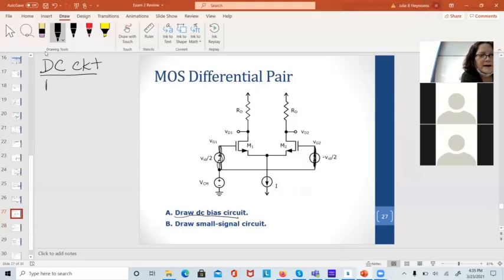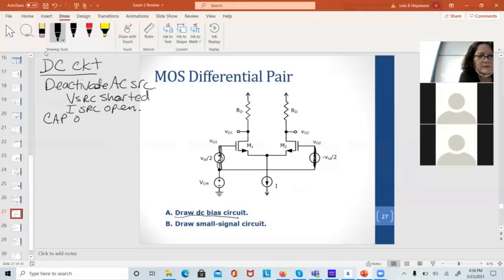So DC circuit. What am I going to do? I'm going to deactivate the AC sources. And that means AC V sources are shorted, and I sources are open. And for DC, caps are open. So I do all that, and I've got my DC circuit, and I could redraw that. And this applies to any of the amplifiers, not just the differential pair. These are the rules that apply to everything. If there was a cap in here somewhere, then that cap becomes an open circuit.